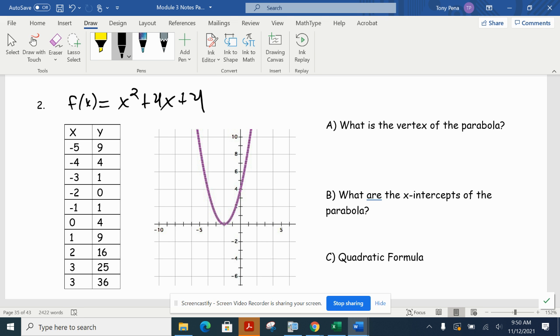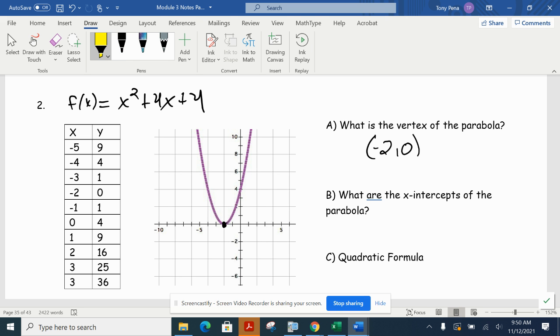What's the vertex of this one, Elizabeth? Good. Negative 2, 0. Did you use the graph or the table? Good. So if we just look at the graph, here is the vertex right here. Just identify what that coordinate pair is. The x is a negative 2. The y value is a 0.